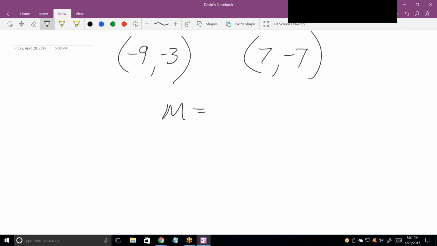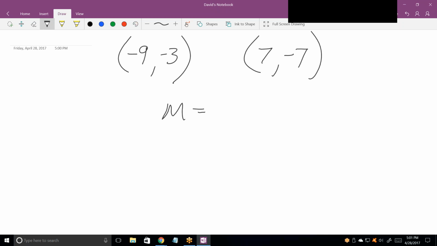How do I get the slope? Rise over run. So what is it in this case? It doesn't matter which order you do it in, as long as they're the same. So you could do -9. Got to do the rise first. Negative 9 is part of the run.